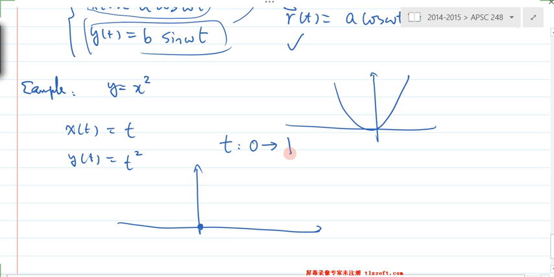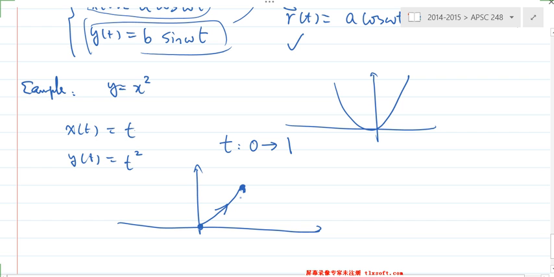Then you substitute t equal to 1 over here. So 1, 1, and it's here. And what's in the middle here? That's the curve, right? So basically, you're looking at it starting at this location and moving up to this point here. That makes sense?